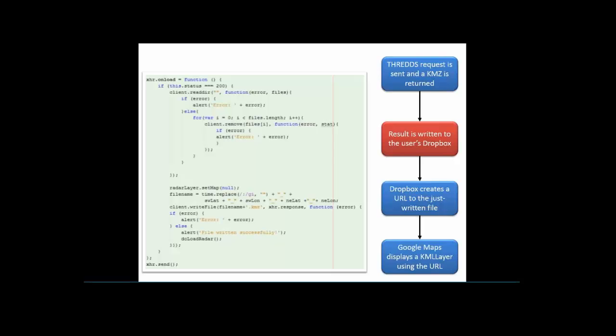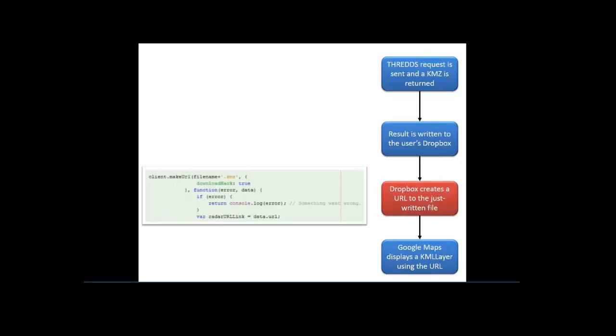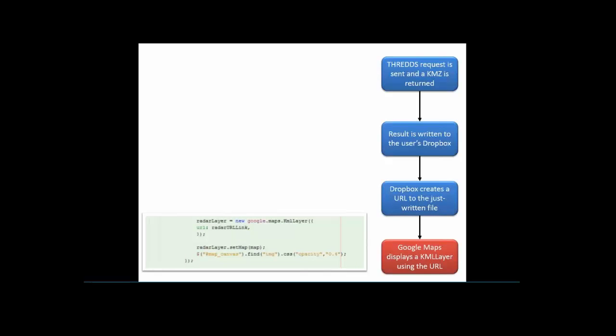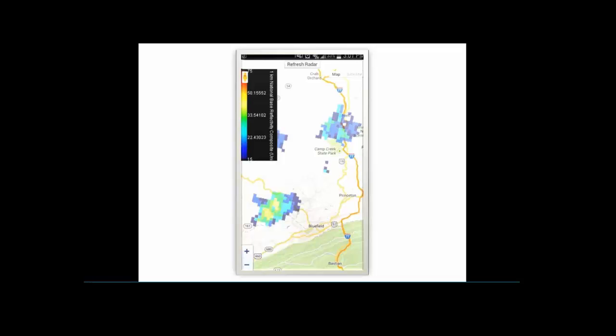Once the KMZ file is written to the user's Dropbox, Dropbox then gives me that download link URL, and that is then displayed in a Google Maps KML layer. So that URL that Dropbox made, even if I have it printed out and copy it to google.com/maps, that still doesn't work. But for some reason, if I feed it into a KML layer, it works on my phone. So I don't know why it just does. Anyway, it returns a nice radar image.